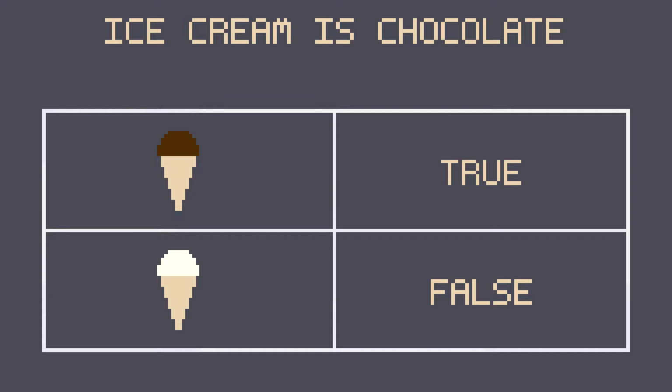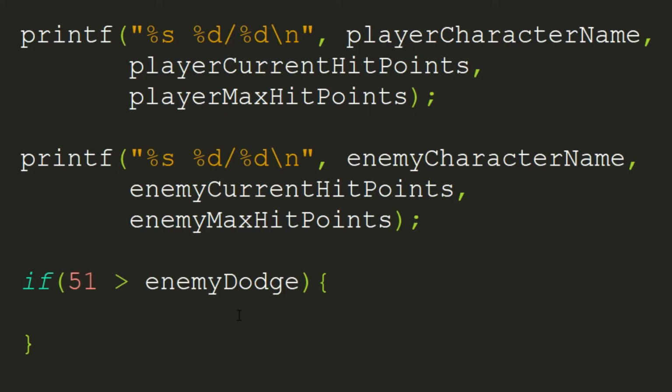But in programming, we have predicates like our roll is greater than our enemy's chance to dodge. The way C actually goes about evaluating this predicate is, just like with adding variables, it'll take the variable, the enemy dodge chance, and replace it with its value, so enemy dodge chance becomes 50, then we have 51 greater than 50, and that equates to true.